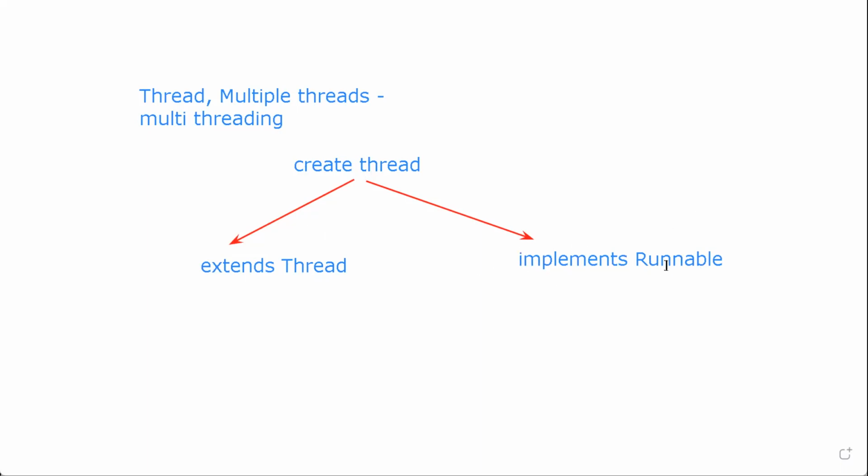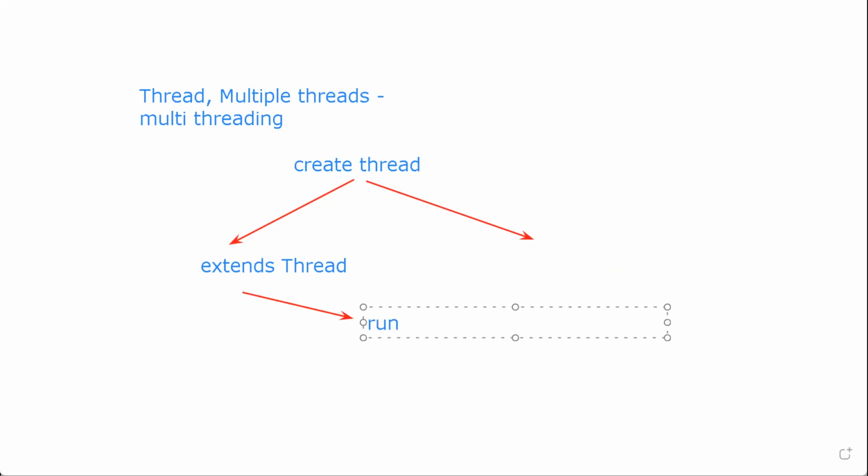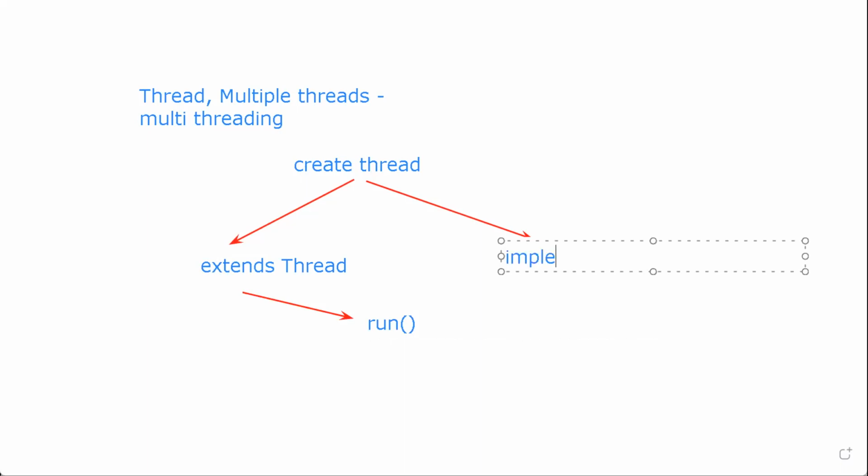implementing Runnable, which is an interface, and we have to implement that particular interface. What both of them have in common is there is a run method. Both have the common method called run. Both have a run method which will run our thread. So this also has a run method, even this has the method.